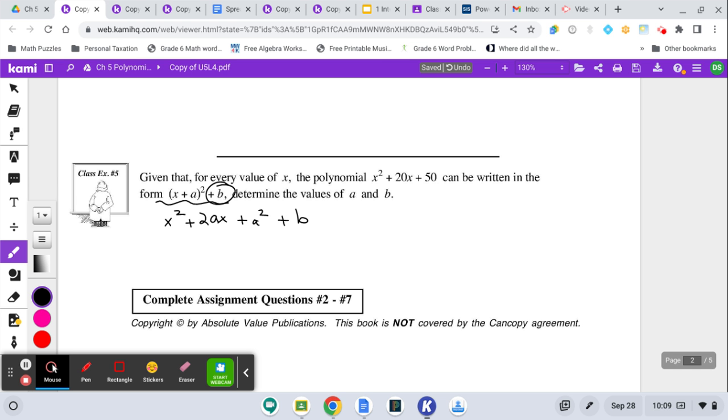Okay, you okay? All right, now it had said from the beginning, given that for every value of x, this polynomial can be written like that. So in other words, they're the same. So if they're the same, they could be equal. So I go equals.